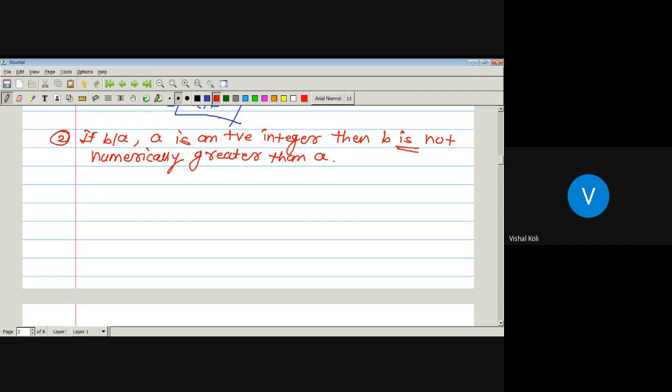Now we have to apply the definition of divisibility. As b divides a, there exists an integer q such that a is b into q. But we have been given a is a positive integer, which implies modulus of a is equal to modulus of b into q. But a is a positive integer, so its modulus value will be the same as a. So a is equal to modulus of b into q. But b is any integer, so modulus of b into q must be greater than or equal to the value of b.